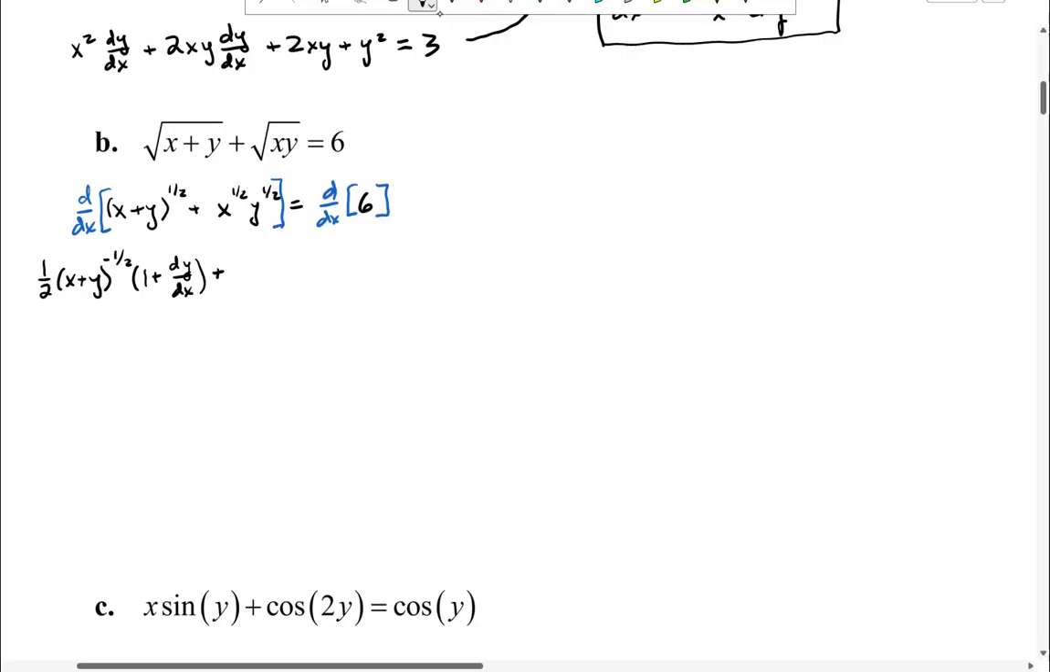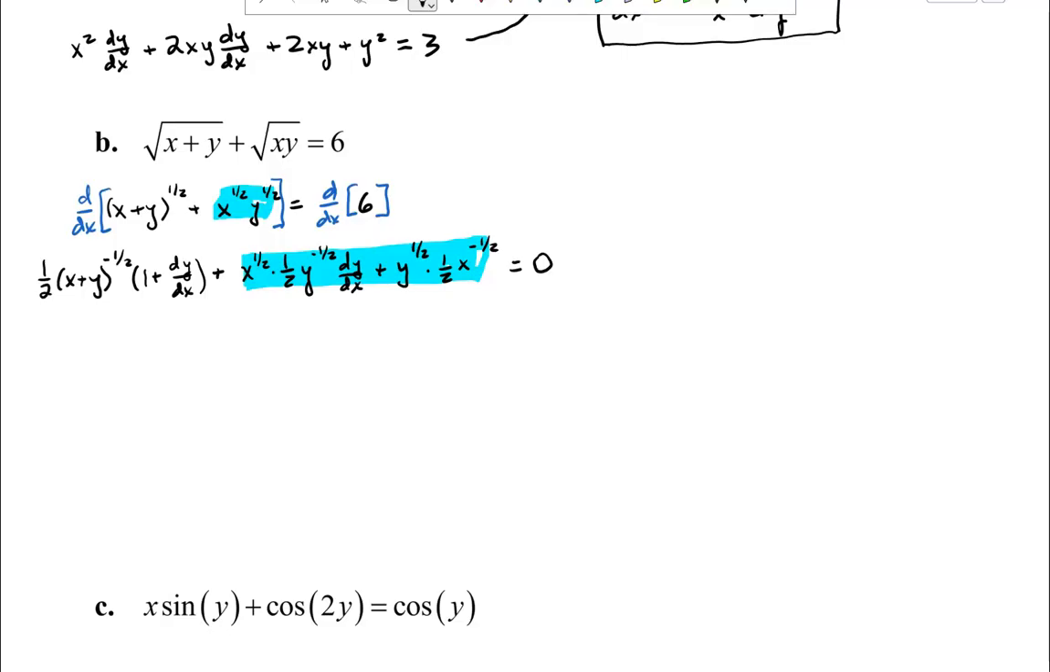Plus, now with this next part, we're going to have to use the product rule. So we have our first function times the derivative of the second function, dy/dx, because y can be thought of as a function of x, plus the second function times the derivative of the first, and then the derivative of 6 is 0. So once again, we have this product here. Its derivative is all of this right here, using the product rule.